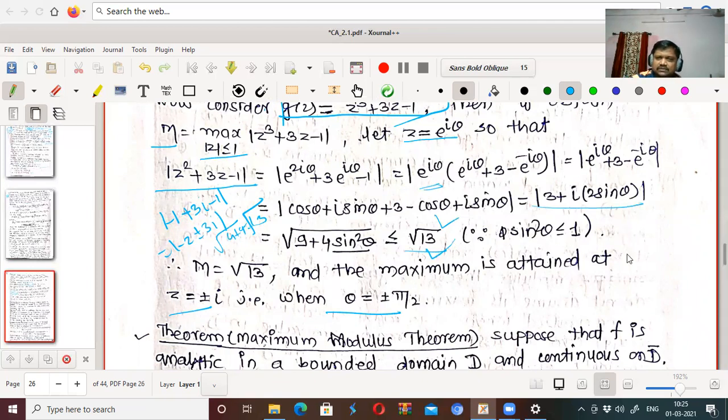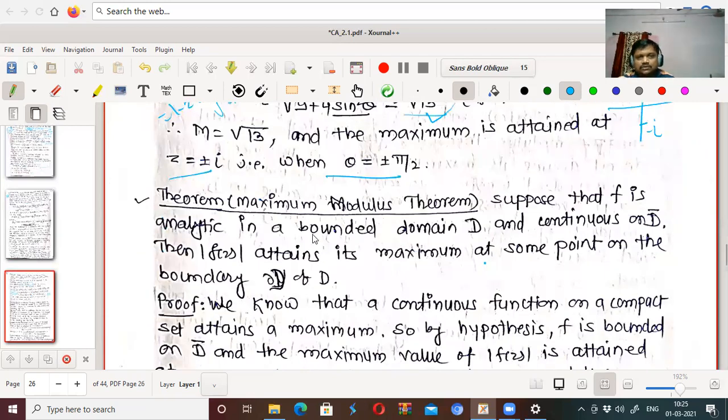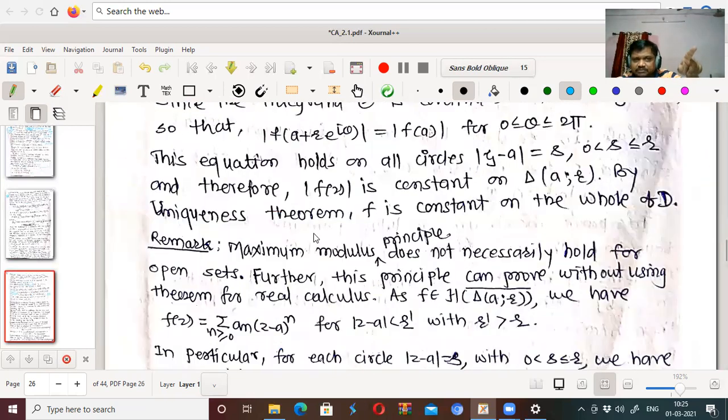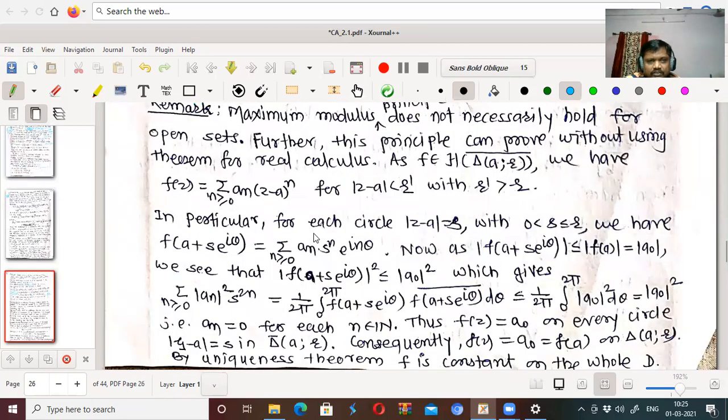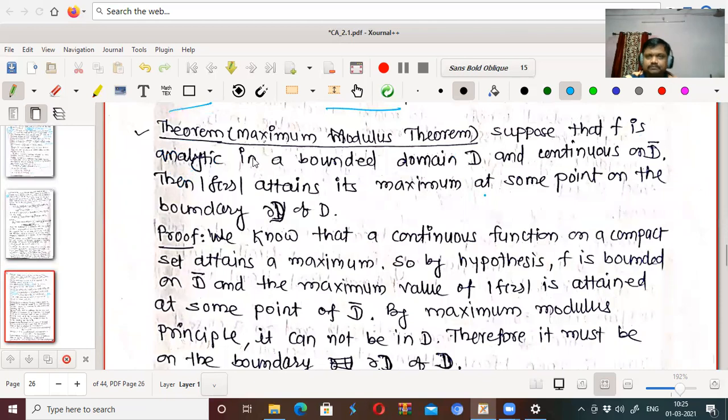Where is that number? Here it is, plus or minus i. So the argument is plus or minus pi by 2. Here it is plus i and here it is minus i. So that is your maximum modulus principle. It is our maximum modulus principle. And now we will go for the maximum modulus theorem.